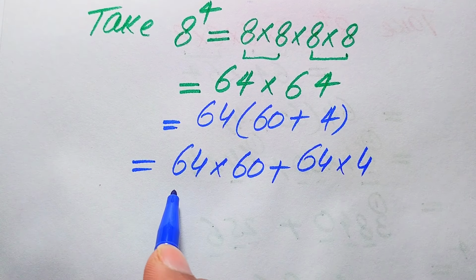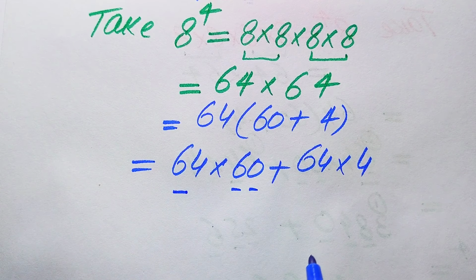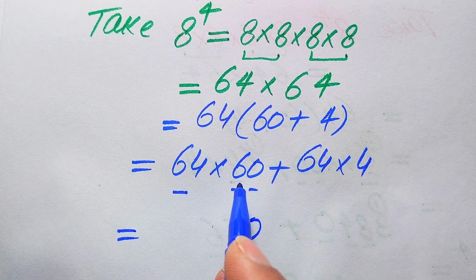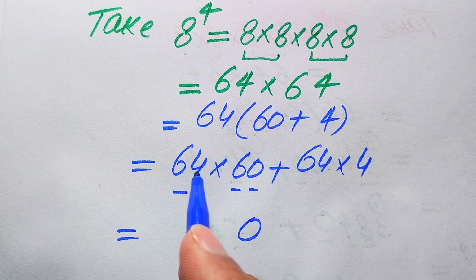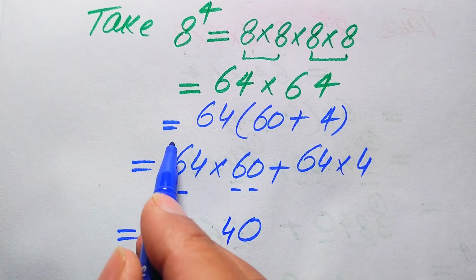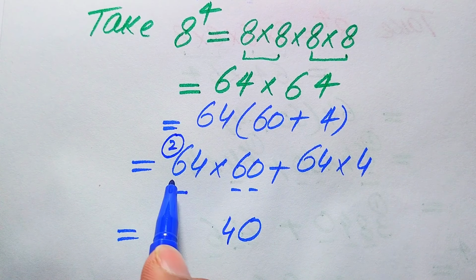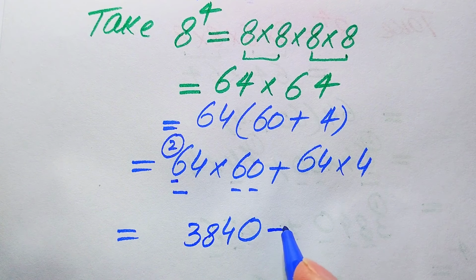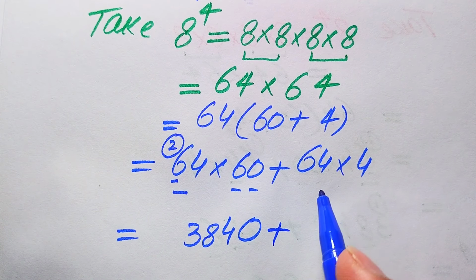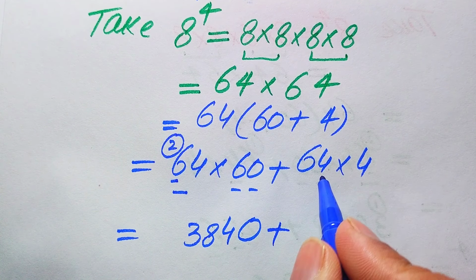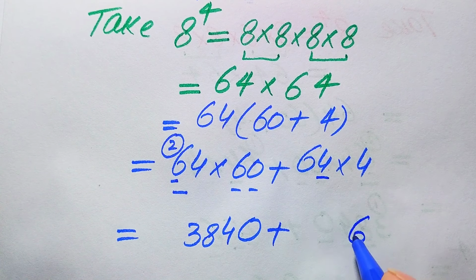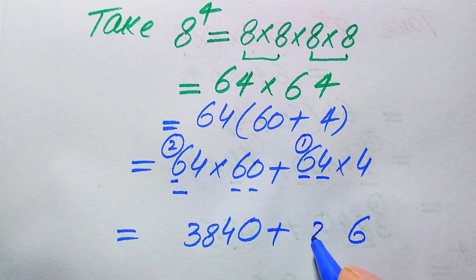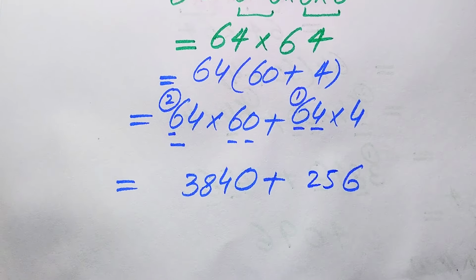We consider this a one-digit number and this a two-digit number. First we multiply 0 with this number, we get 0. When we multiply 6 with this number, 6 fours are 24. We write 4 and carry 2. 6 sixes are 36, 36 plus 2 becomes 38. In the same pattern, we multiply these two values and obtain 4 fours are 16. We write 6 and carry 1. 6 fours are 24, 24 plus 1 becomes 25.